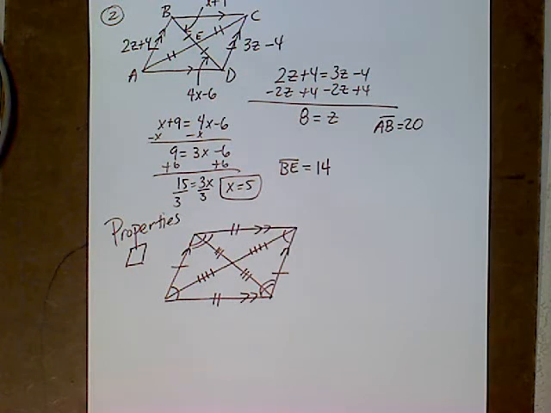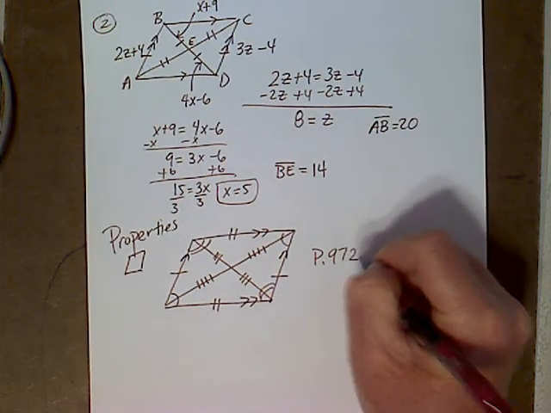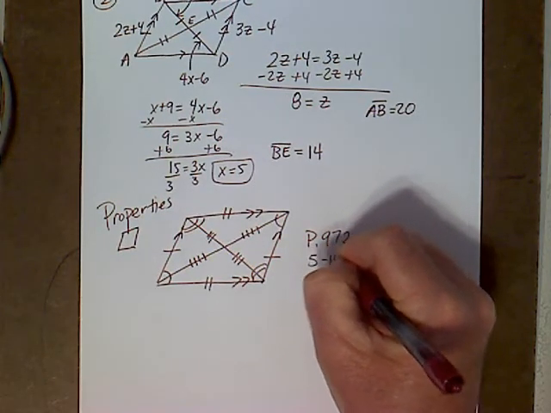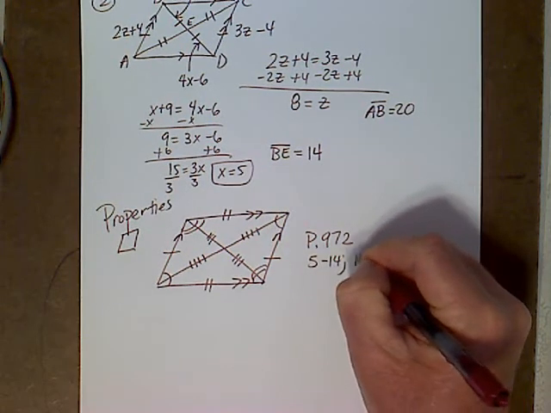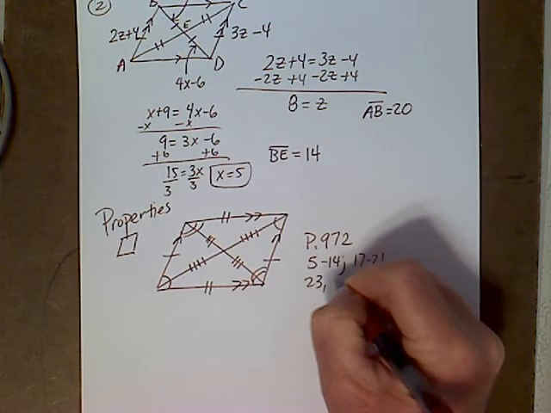Alright, so from there, you got it pretty well under control, hopefully. Tonight's homework is page 972. It will be on School Loop down below here, but you can write it down now if you want. 972, you're doing 5 through 14, 17 through 21, 23, and 24.